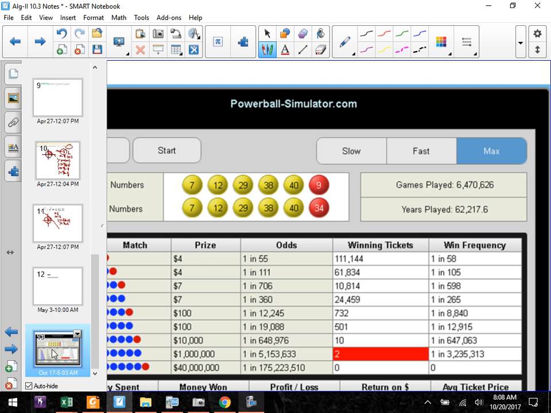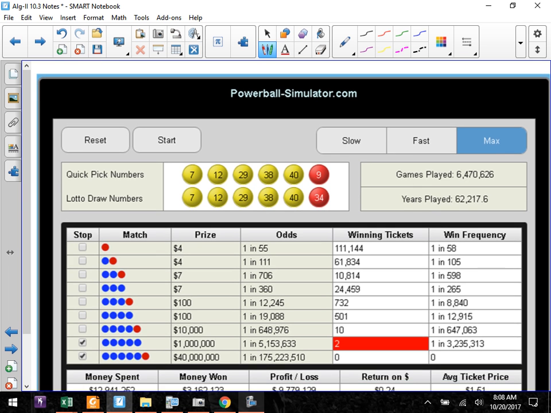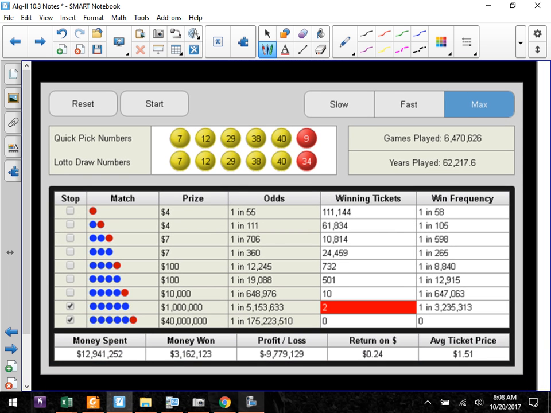So what stinks is that I used to have this Powerball simulator. And I won the $1 million once, but it took me 62,000 years to win $1 million. Actually, I'm sorry, I won it twice. But after 62,000 years, I still hadn't won the Powerball.